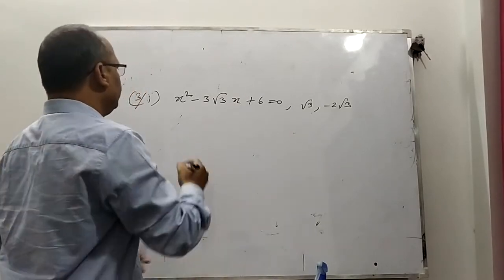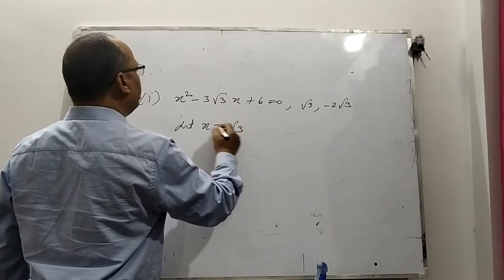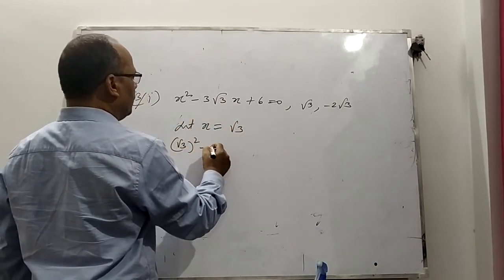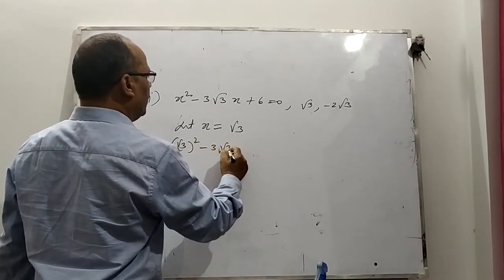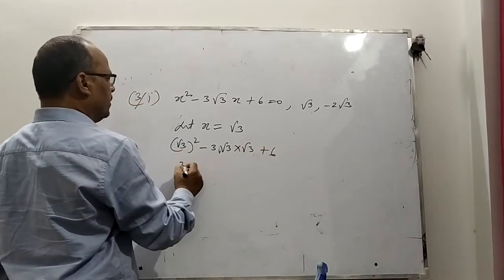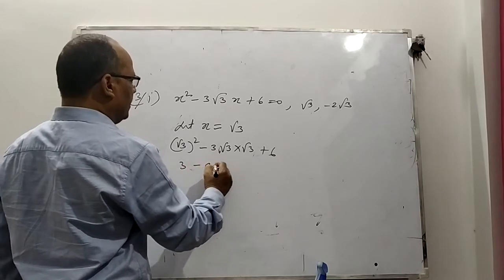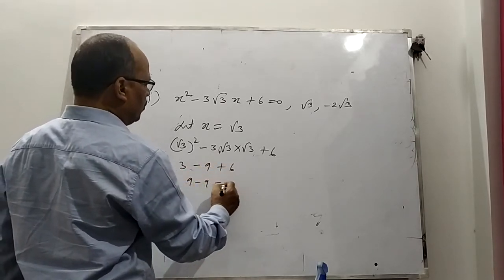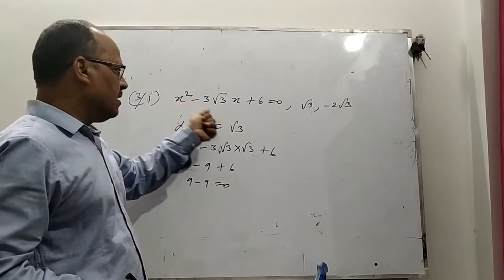Let x equal to root 3. Root 3 square minus 3 root 3 into root 3 plus 6. This will be 3, and this will be minus 9 plus 6. So 9 minus 9 equal to 0. It means one value of x is root 3.